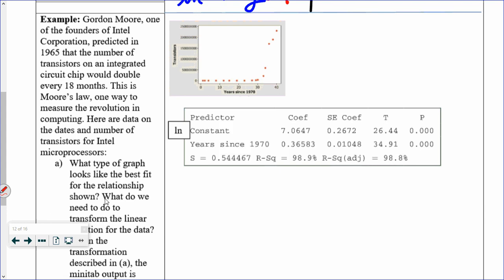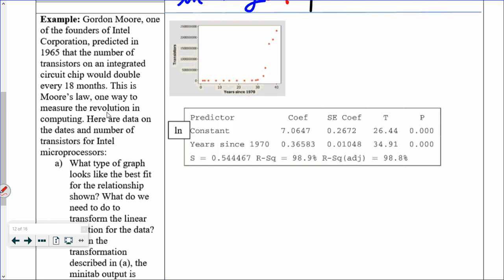So here's an example for you. Some of you computer science folks may have heard of Moore's law. The notion that the number of transistors that folks can fit onto an integrated circuit chip can double every 18 months. So it's exponential doubling, related to exponential decay. We're talking about doubling with some fixed time. This is Moore's law, one way to measure the revolution in computing. Here are the data on the dates and number of transistors for Intel microprocessors. What type of graph looks like the best fit for the relationship shown?